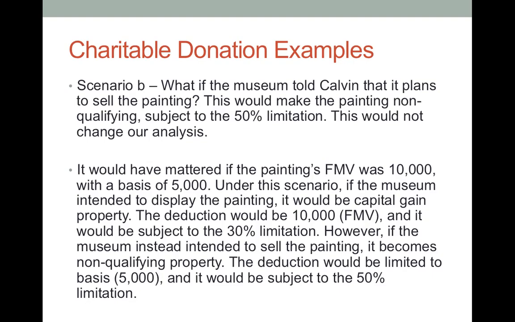The deduction for non-qualifying property is limited to the basis in the property. So now instead of a $10,000 deduction, the taxpayer only gets a $5,000 deduction, and the deduction is now subject to the 50% limitation for non-qualifying property.